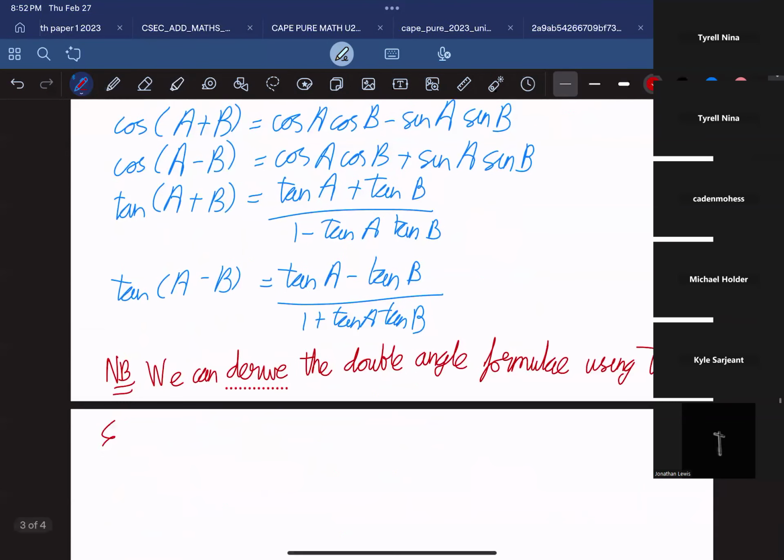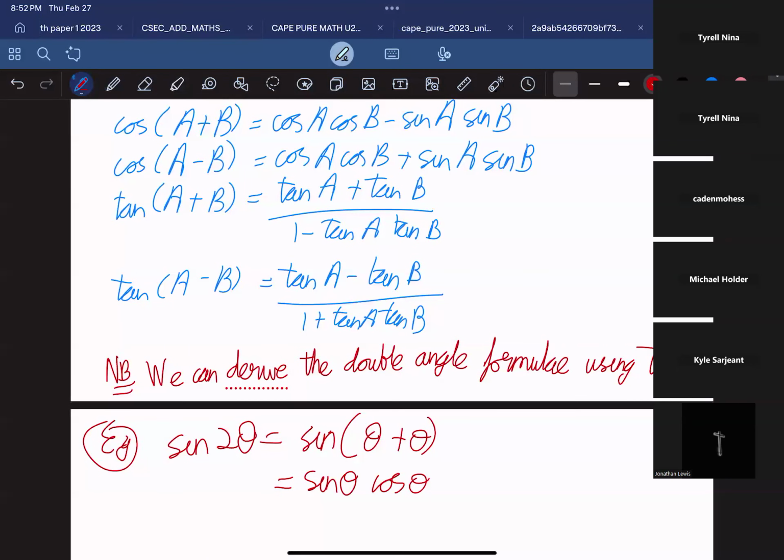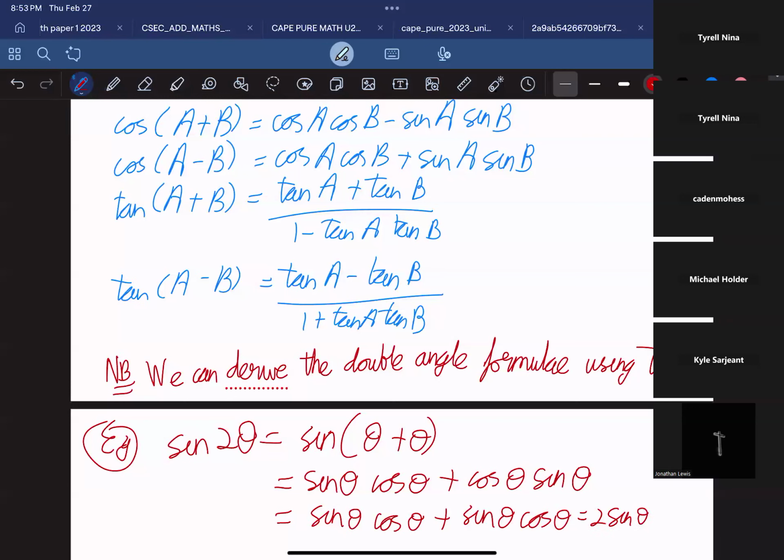So for example, sine 2 theta is equal to sine of theta plus theta. Which is sine theta cos theta plus cos theta sine theta, which is sine theta cos theta plus sine theta cos theta, which is 2 sine theta cos theta.